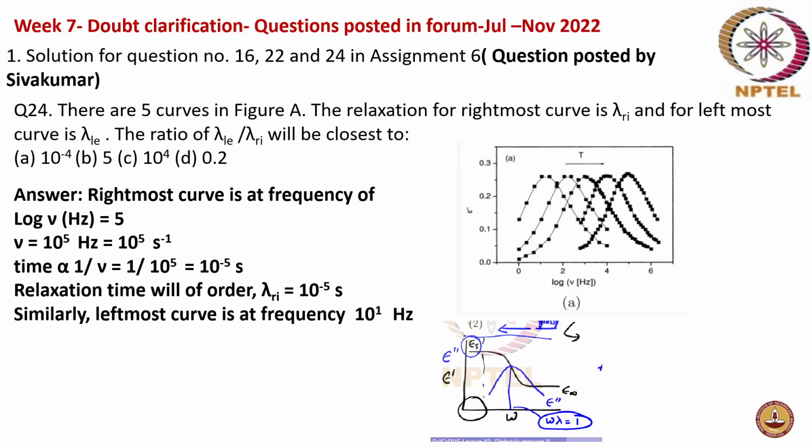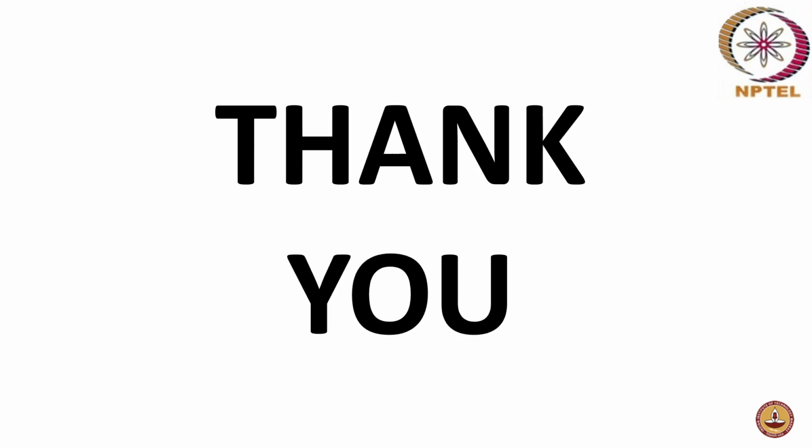Similarly, your leftmost curve, as you look at my pointer, is at log nu of 1. So it is at a frequency of 10 power 1 hertz. That means your relaxation time for the leftmost curve will be the inverse of 10 power 1, that is 10 power minus 1 seconds. Now they have asked for the ratio of the leftmost curve relaxation time to the rightmost curve relaxation time. So lambda Le by lambda Ri is equal to 10 power minus 1 by 10 power minus 5, that is equal to 10 power 4.